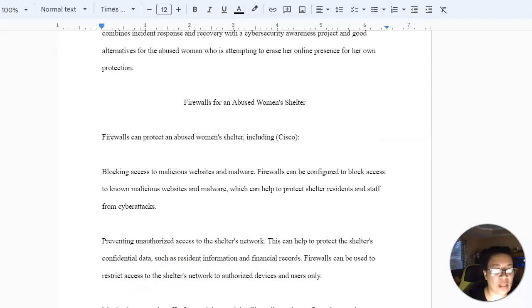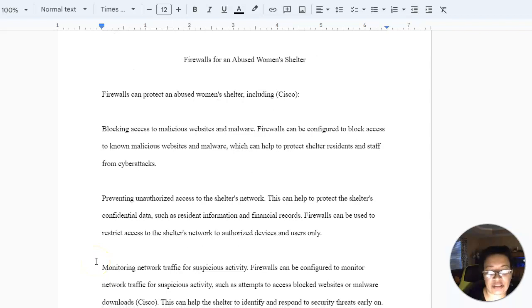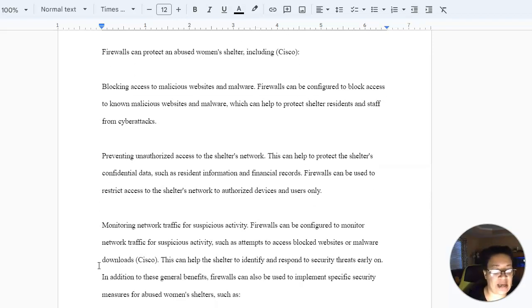Firewalls for an abused women's shelter. Firewalls can protect those at the shelter by blocking access to malicious websites and malware. They can be configured to block access, which will protect residents and staff from cyber attacks.